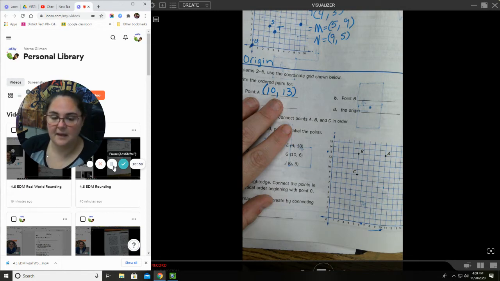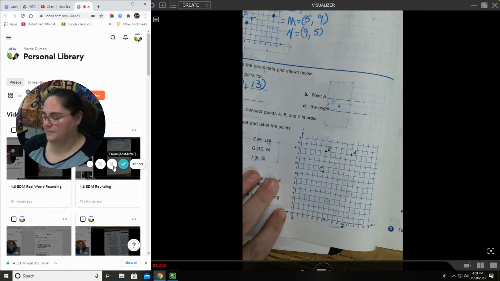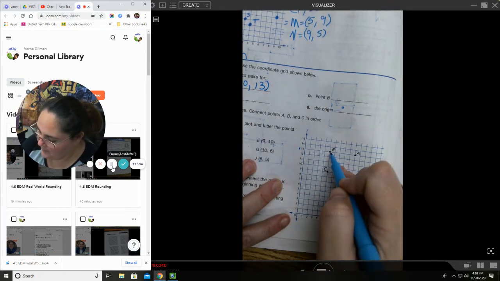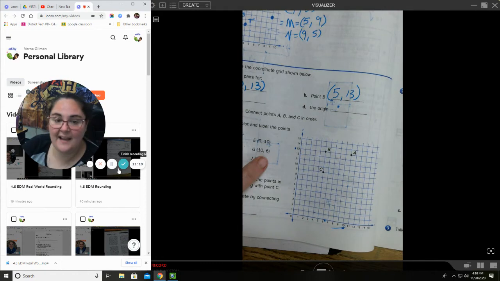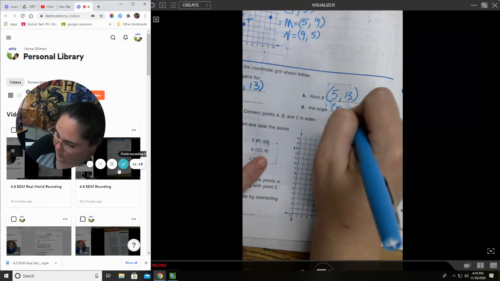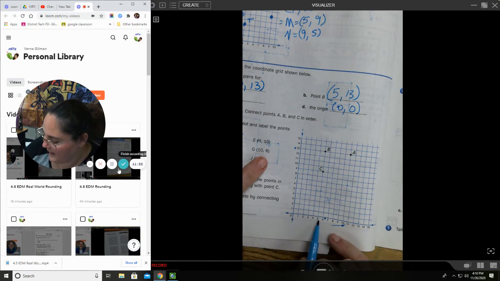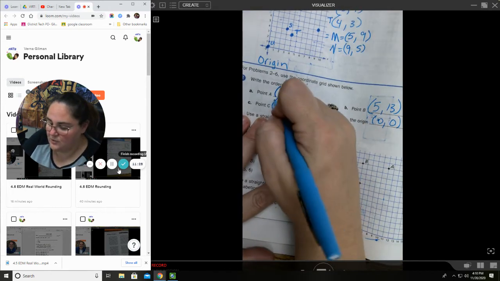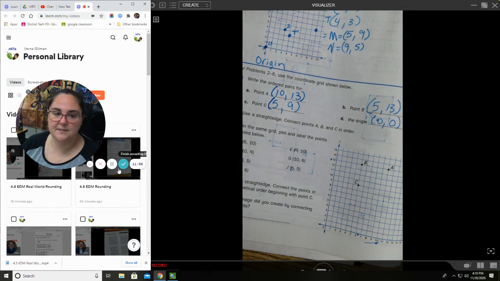All right? Find the coordinates for B. What are the coordinates for point B? This one is going to be over 5, up 13. So 5, 13. All right, the origin. You guys should know that one from before. It's going to be 0, 0. Let's try point C. I'm going to just do this one with you. So we're going to go over 5, up 9. So 5, 9. That's how you look at those coordinates. Again, notice I have a comma between the two numbers and it is in parentheses.